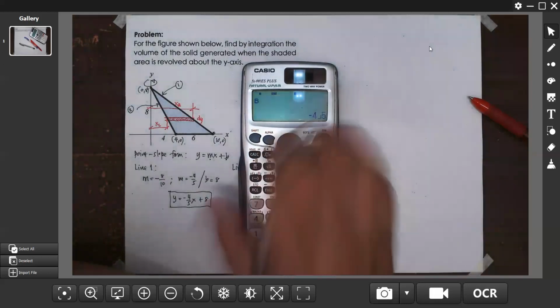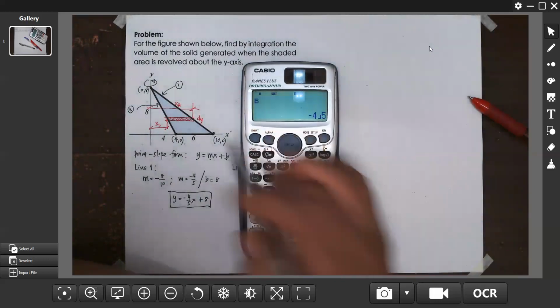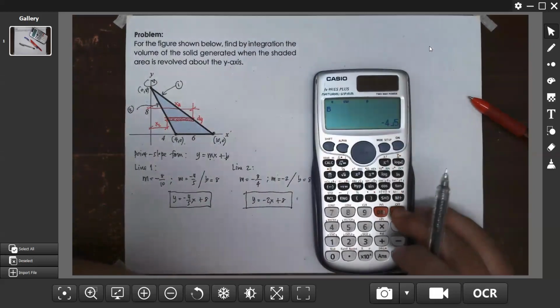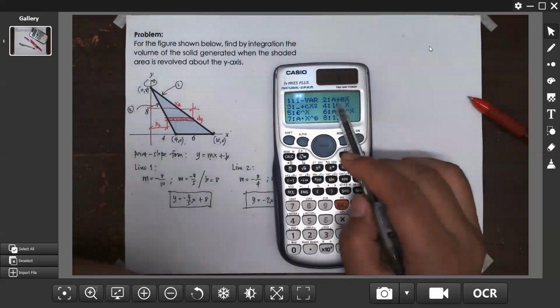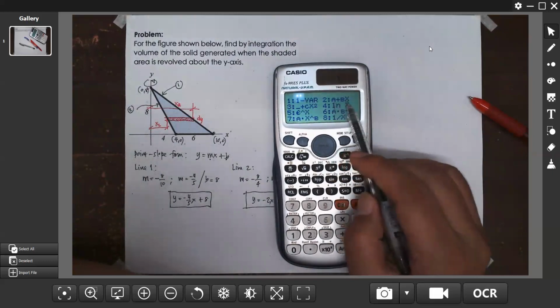So you can use your calculator. For line number 2, mode 3, a plus bx. So this is our y-intercept and this is our slope.